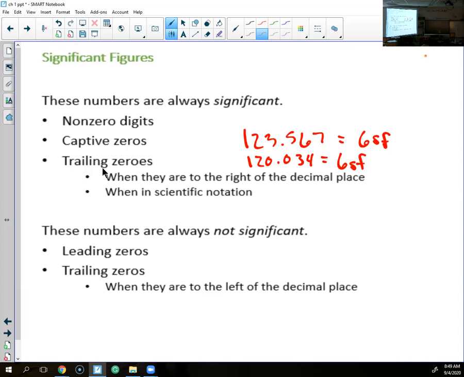And then, this is the only one usually kids screw up: trailing zeros. When they are to the right of a decimal place, they are significant. So if this was 123.456000, since these zeros are to the right of a decimal place, they count. This number would have 9 significant figures.